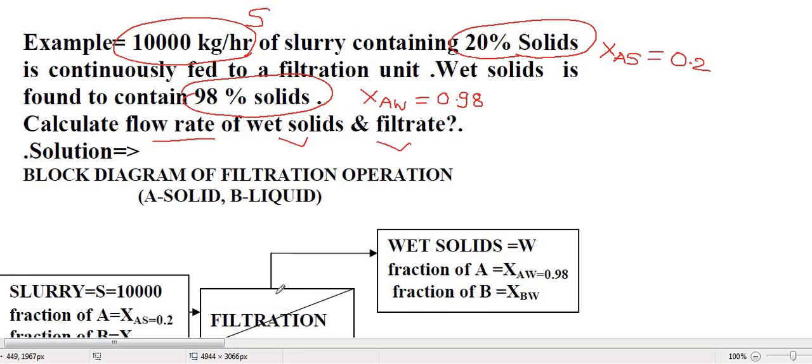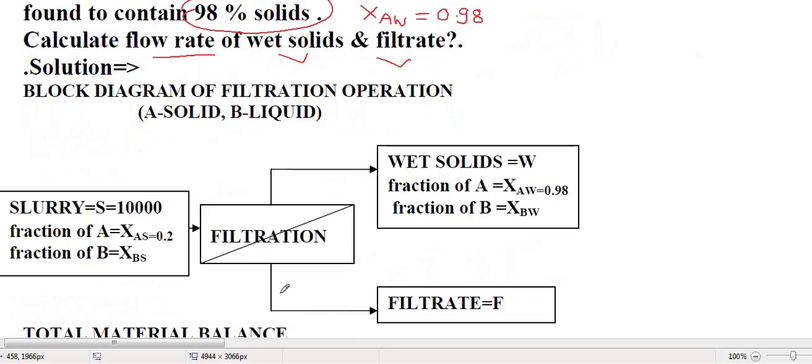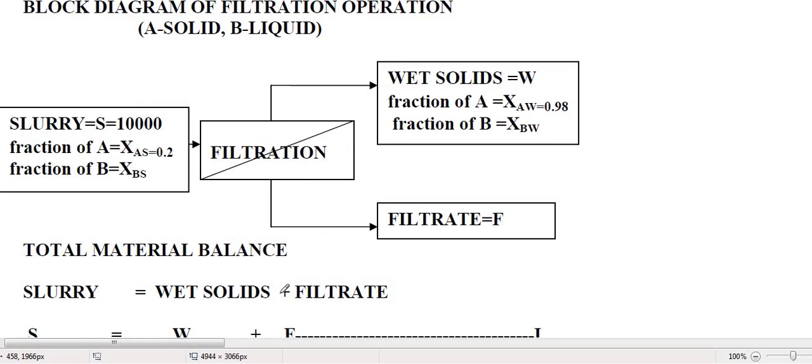As per our usual procedure, you first draw the block diagram of this particular operation. Here we have this block diagram. Slurry quantity 10,000 kg per hour, XAS 0.2, W is not given so W question mark, but XAW is given, 0.98. Filtrate quantity is not given, so question mark. This operation has one input and two outputs, so we have to substitute these values in the equations to get the amount of filtrate and wet solid.